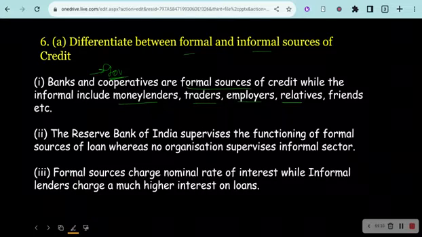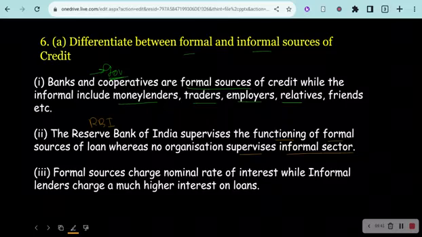Okay. Now, RBI, Reserve Bank of India, it supervises the functioning of formal sources of loan, and no organization supervises the informal sector. No one is coming and witnessing and doing everything when you're taking money from a relative, isn't it? It's between you both, isn't it? They are not coming and taking records. Oh, okay, government is not coming. But from the firm, if you take any loan from the bank, it directly goes to the RBI. Correct?